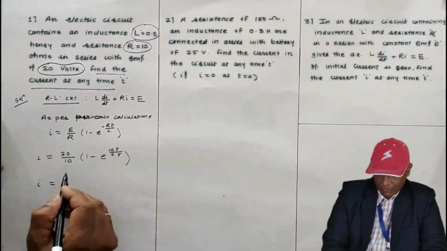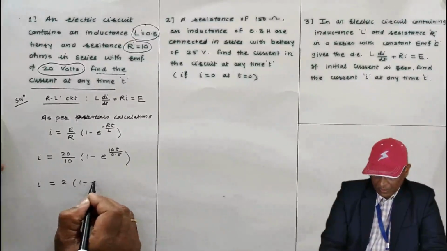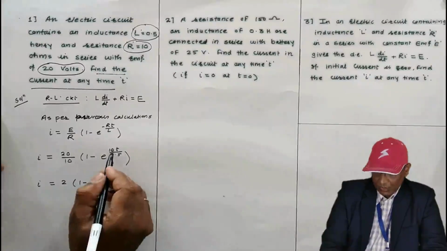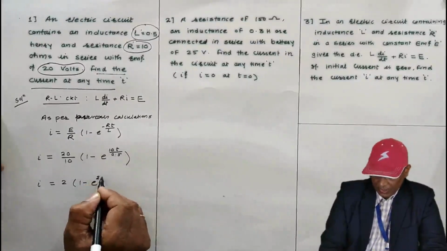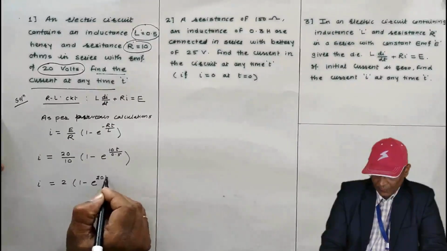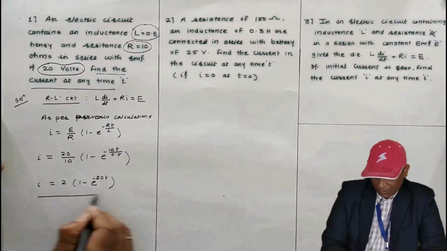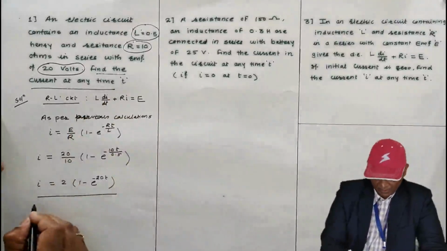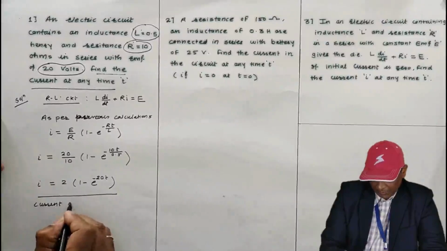Therefore, I is equal to 20 by 10, 1 minus e to the power. This is what? 10 by 0.5 means 10 into 2 is 20. This minus sign is there. So this is current at any time t. Okay, this is current at any time t.